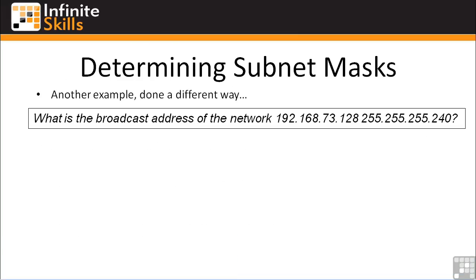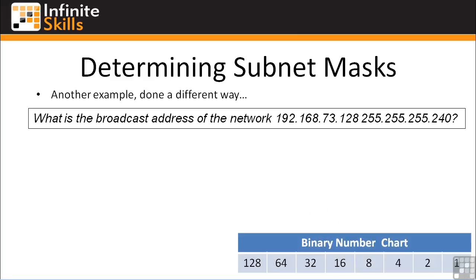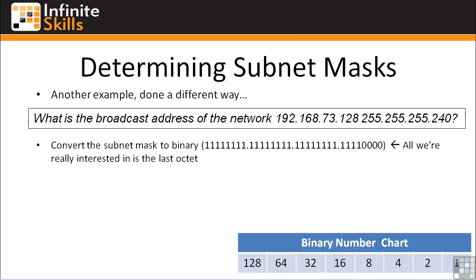What is the broadcast address of the network 192.168.73.128 with the subnet mask of 255.255.255.240? Again, we will need our binary number chart just because we will have to do a little bit of binary math. So step one in this method is convert the subnet mask to binary.